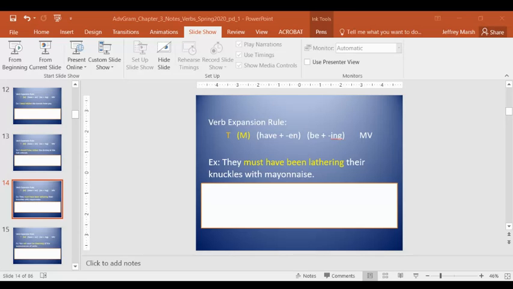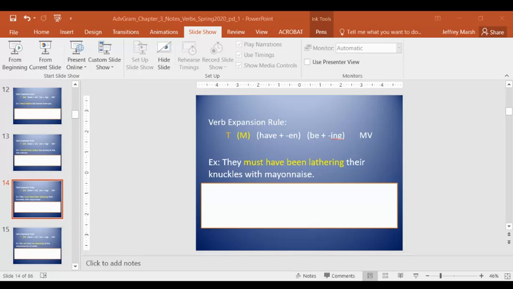Next thing I'm looking for is a modal. Well, I know I have a modal because that was the modal of must. And I always write my modals in their present tense. And I don't have another option because must is already in the present tense. So there it is. Next, I look for, do I have any form of the word have?